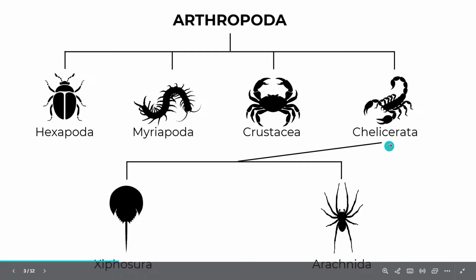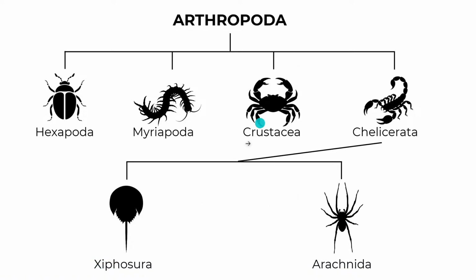So again, think of this like a family tree. Horseshoe crabs and spiders are distant cousins. Crustaceans, though, are even further away. So despite the fact that we call them crabs, they are not actually crabs.